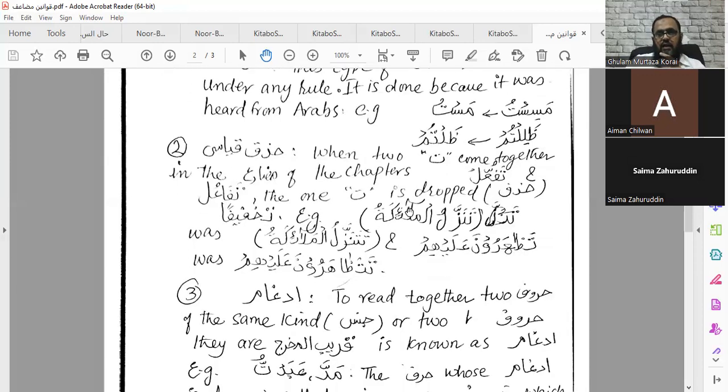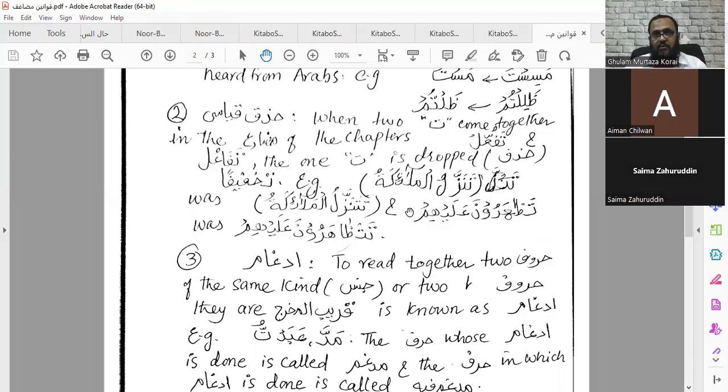Number two, hadhf qiyasi. Hadhf qiyasi means it is done through a proper rule, a proper method. What is the proper method? It says when two tas come together in the muzari of the chapters of tafa''ul and tafa'ul, you know, thulathi mazid fih, one of the tas is dropped, takhfifan, to make it lighter for pronouncing purposes. Like in Surah Al-Qadr, there is tanazzalul malaikatu. Actually it was tatanazzalul malaikatu. So one of the tas is dropped to remove the thaqal and bring takhfif. So from tatanazzalu, it becomes tanazzalul malaika.